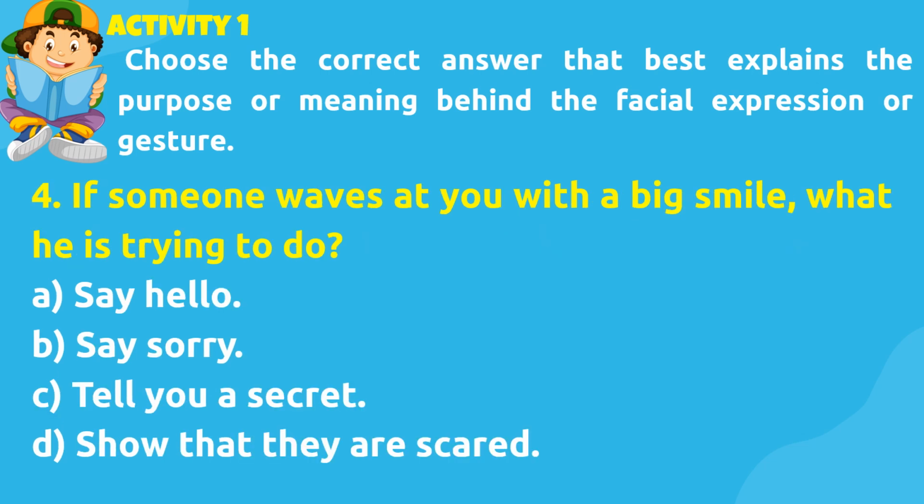Number 4, last number. If someone waves at you with a big smile, what is he trying to do? Letter A, say hello. Letter B, say sorry. Letter C, tell you a secret. And letter D, show that they are scared. Okay, I'm gonna give the correct answer, and the correct answer is letter A, say hello.